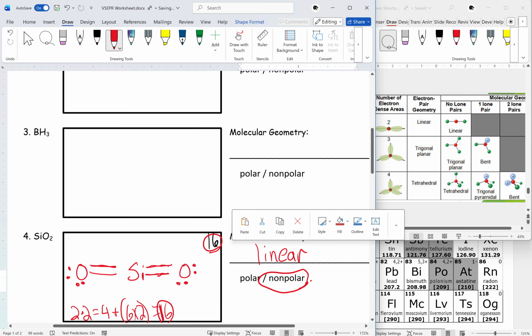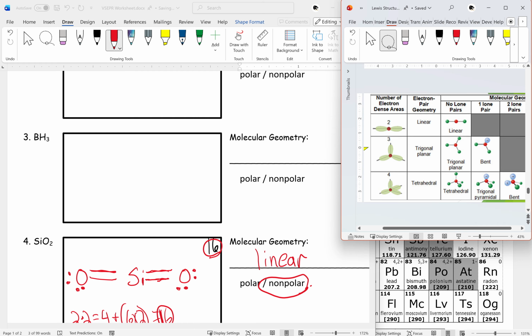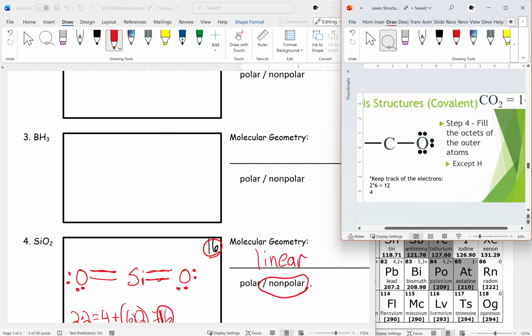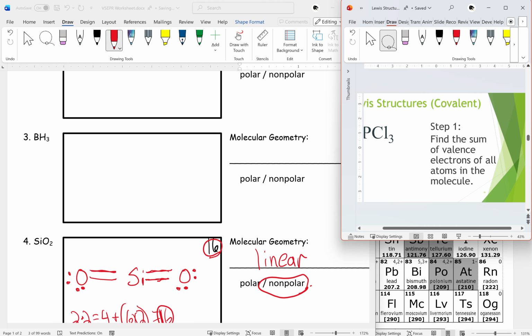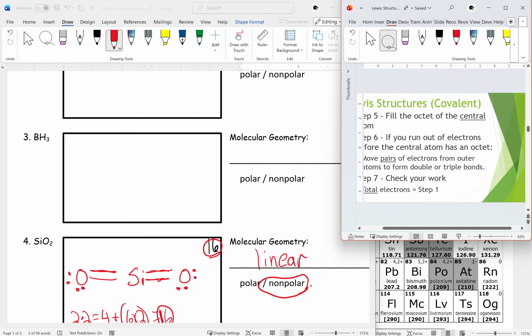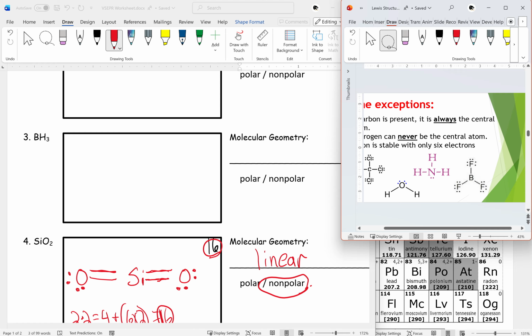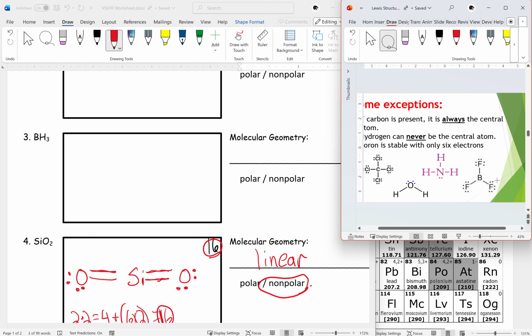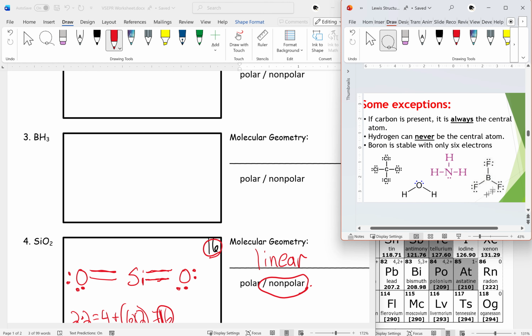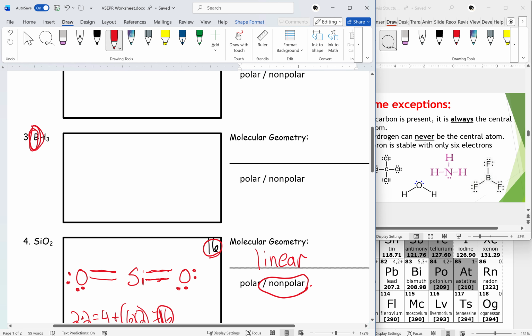Remember, there's a few exceptions. There were some exceptions on this slide that we talked about. Carbon always has to be the central if it's there. Hydrogen will never be the central, and boron is stable with 6. In number 3 here, you have boron. So there's one of your exceptions.